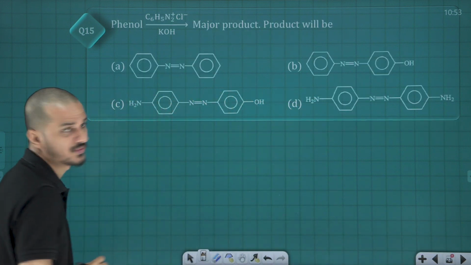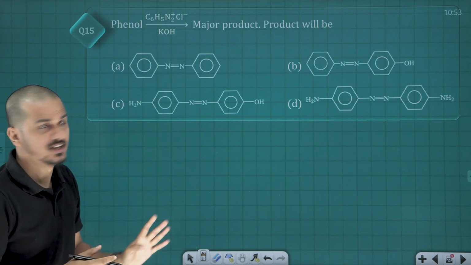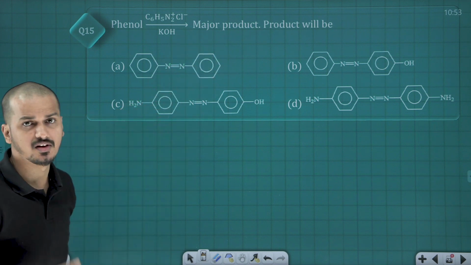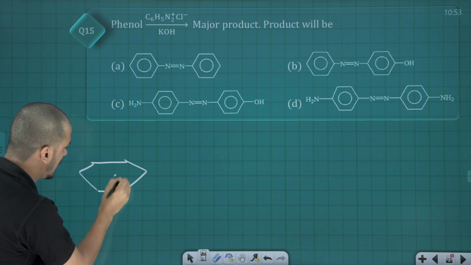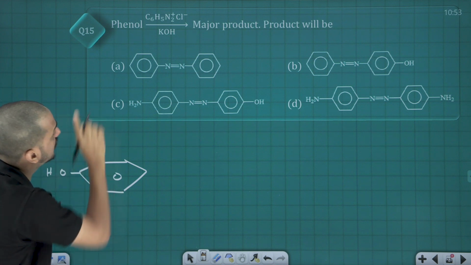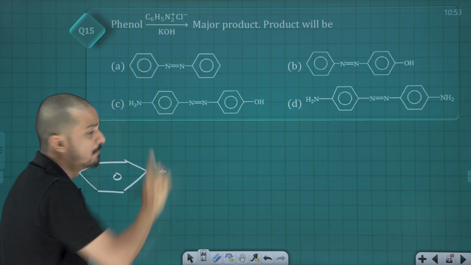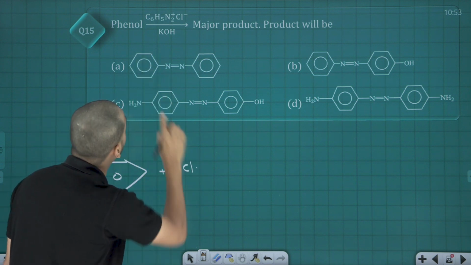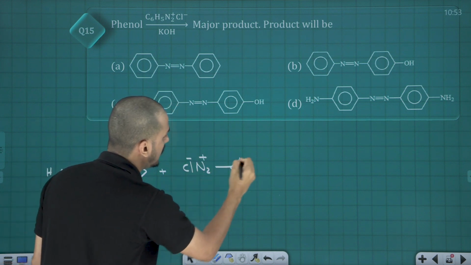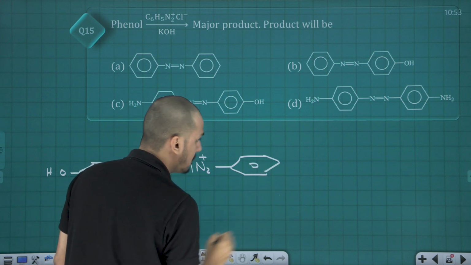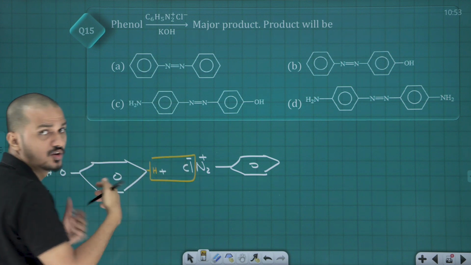Question number 15. Phenol is there that you are treating with benzene diazonium chloride in basic medium. Major product will be? That idea you learned. See, this is phenol. That phenol you are treating with what? You are treating with benzene diazonium chloride, Cl minus N2 plus, and phenyl group. What is happening here? In basic medium, here H is there. This H and Cl will go.